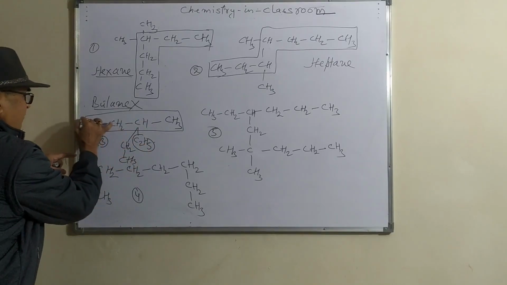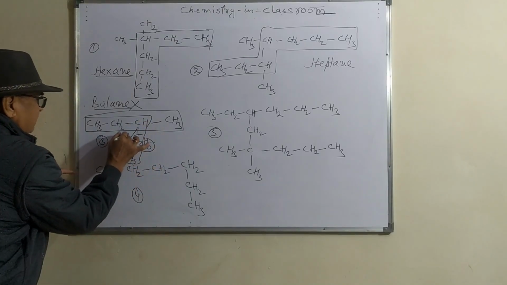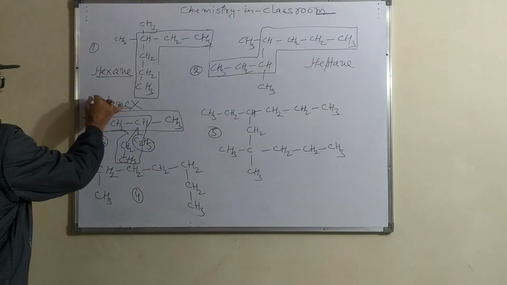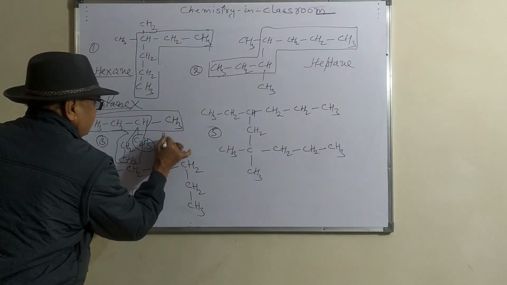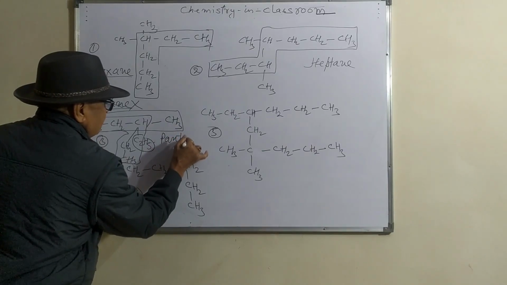The longest chain will be 5 carbon atoms. So the name of this parent compound will be pentane.